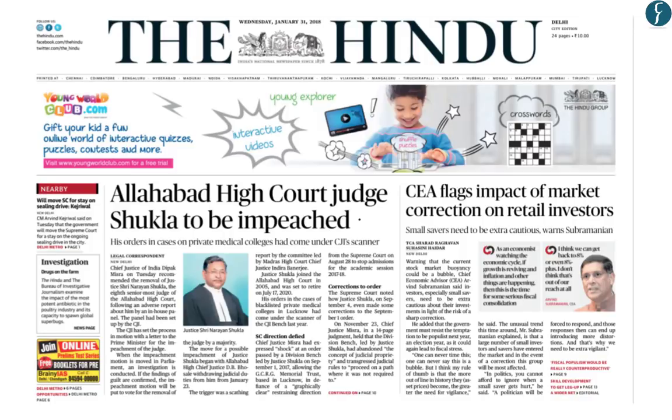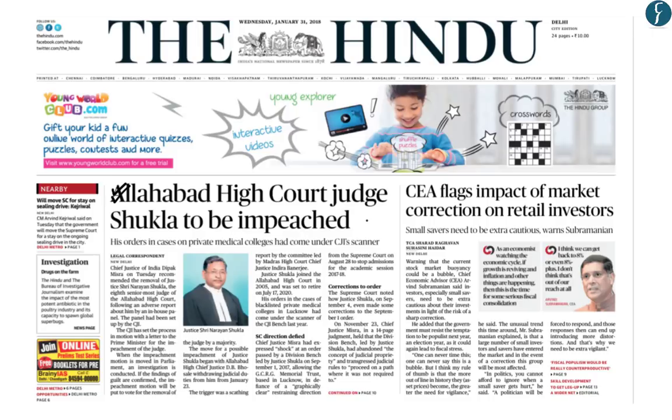Today, we would be analyzing the Delhi edition of The Hindu newspaper of 31st January 2018. Now let us begin. From page 1, the first news we would be analyzing is about the impeachment of a High Court judge. The Chief Justice of India has recommended the removal of a High Court judge through a letter to the Prime Minister of India.